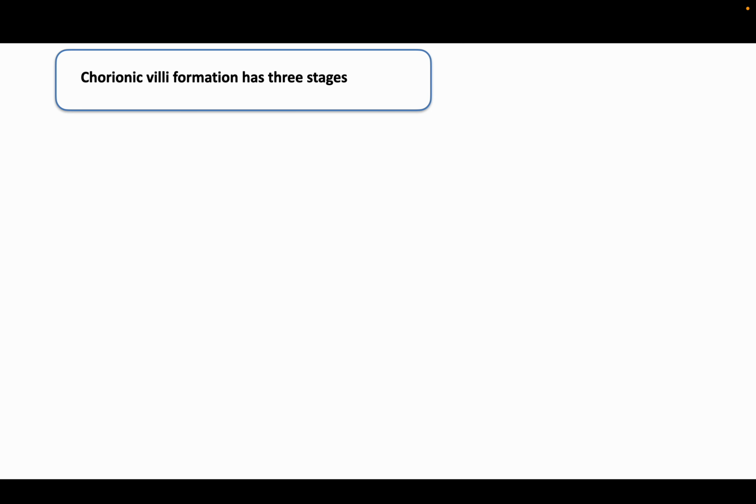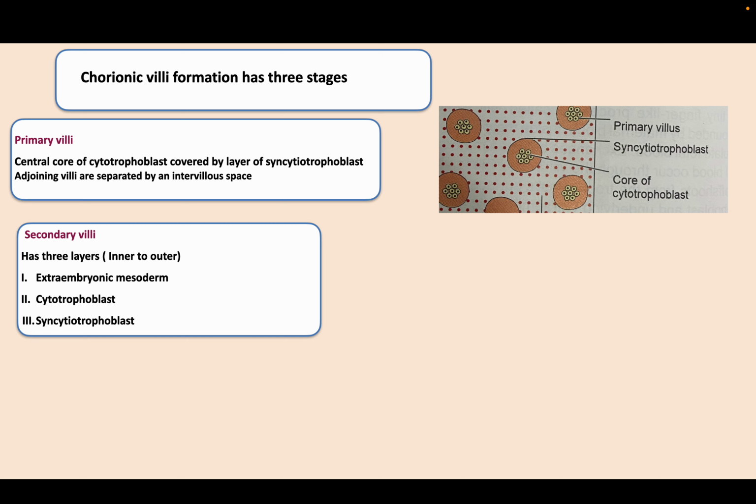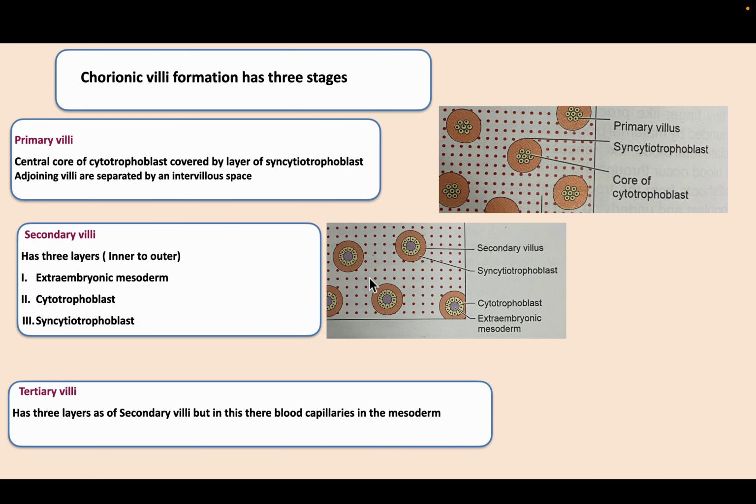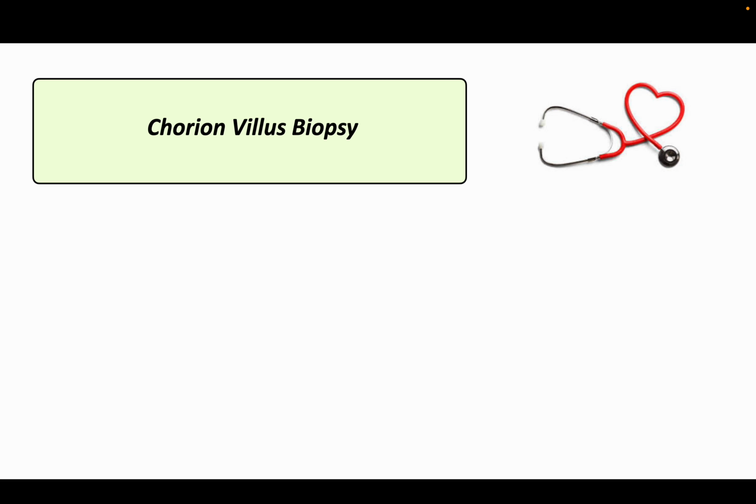Chorionic villi formation has three stages. Primary villi: the central core of cytotrophoblast, covered by a layer of syncytial trophoblast. Adjoining villi are separated by the intervillous space. Secondary villi have three layers, inner to outer: extraembryonic mesoderm, then cytotrophoblast, then syncytiotrophoblast. Tertiary villi have three layers as in secondary villi, but there are blood vessels, blood capillaries, in the mesoderm. So these are the three stages of chorionic villi.